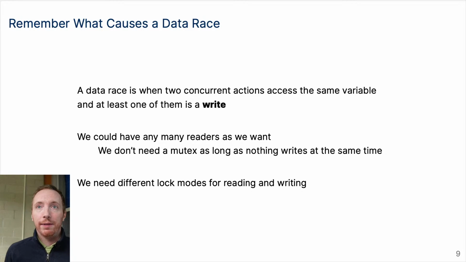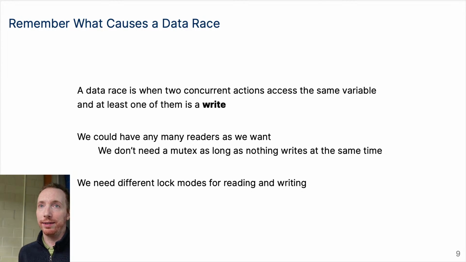So if the source of the data race is the write, that means we could have as many readers as you want. You don't even need a mutex as long as nothing writes at the same time. It depends on your program. You might have a program that writes very infrequently and then has a lot of readers. So ideally you'd like to be as parallel as possible, so you can have as many readers as you want to permit that, right?